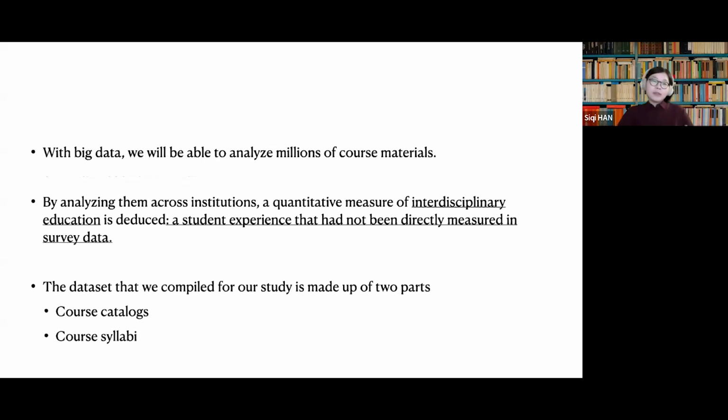As I said, we are not just using a few textbooks or a few exam papers. We want to collect as many as we could. By analyzing the massive amount of course materials, we hope to look for cross-institutional differences: which kind of schools are better at promoting an interdisciplinary education for their students and which are less able to. And if there is such an institutional variation, what are the economic consequences?